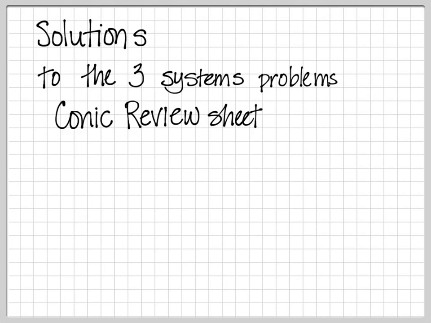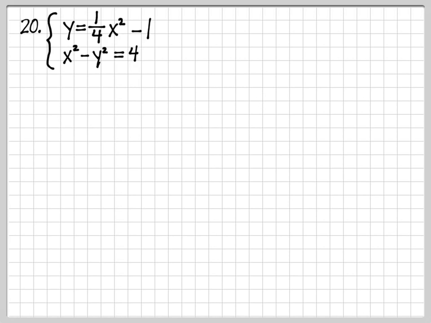These are the solutions to the last three problems on your conic review sheet. They were the systems problems. Problem number 20 had the two conics here. We had a parabola and we had a hyperbola. You had to algebraically solve this system.